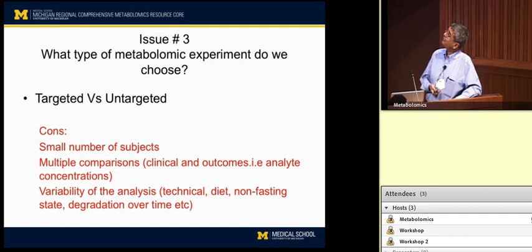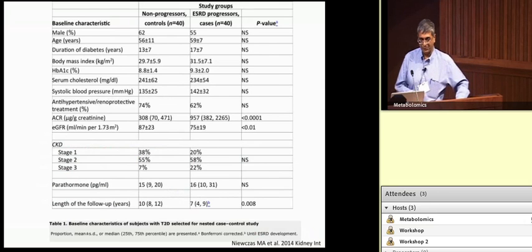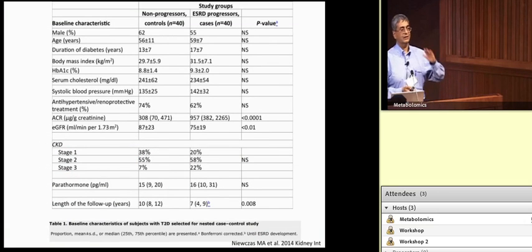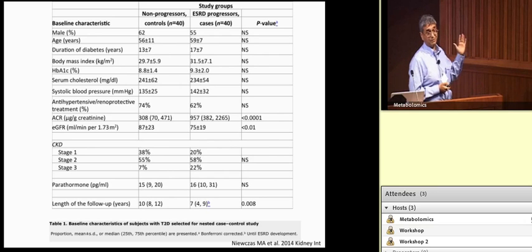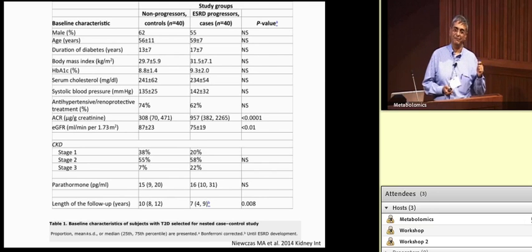So finally, the issue is the variability of the analysis itself, right? You talked about the technical variation, the diet, the non-fasting state, and degradation over time, because we don't necessarily know if plasma is a better choice, since it was collected 20-some years ago. One of the things we did in the study was focus on the study design to minimize the clinical variables. And I think this is very, very critical. Even though I told you about all of these problems, this is probably the main reason this study actually worked, in that we were able to match the clinical criteria very, very precisely and closely.